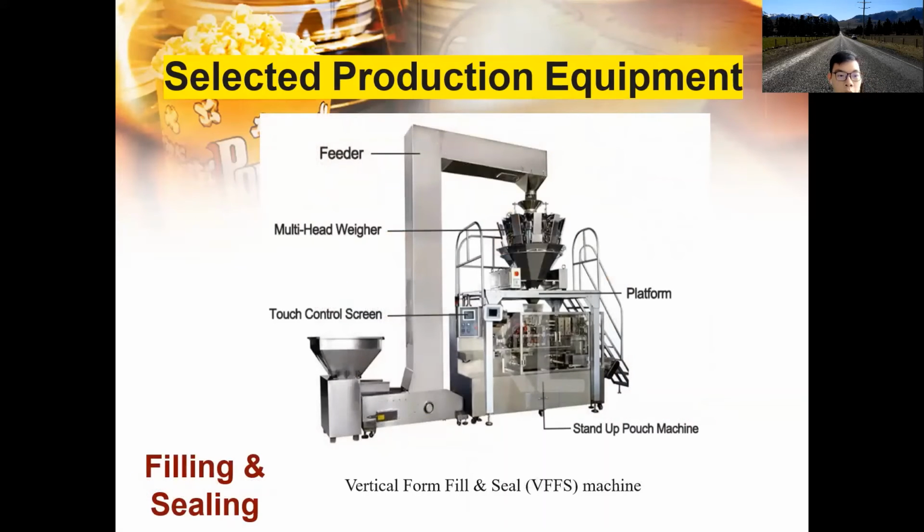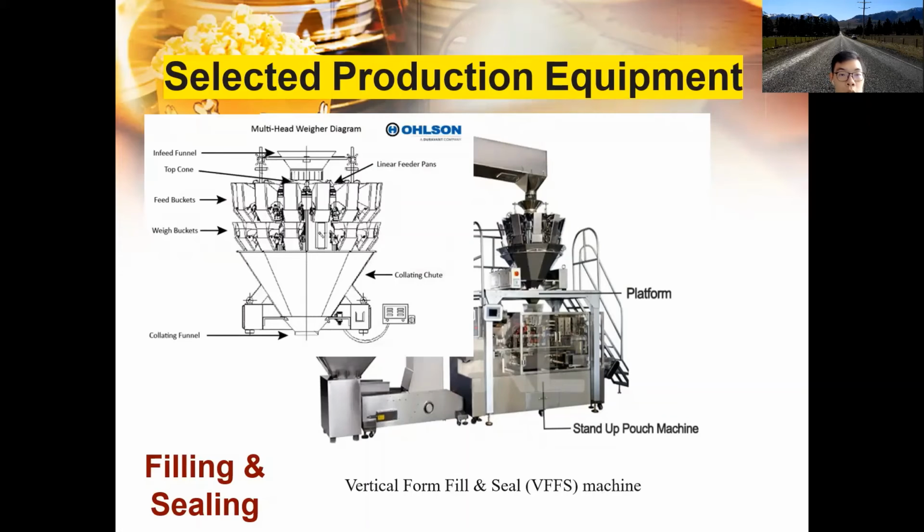And finally, this is a filling and sealing machine, also known as a vertical form fill and seal (VFFS) machine. This machine consists of a feeder, touch control screen, multi-head weigher, and a platform. And also, finally, the most important, the stand-up pouch machine. The feeder transfers the popcorn upwards and into the weigher machine, where the popcorn will be weighed before filling into the stand-up pouch packaging.